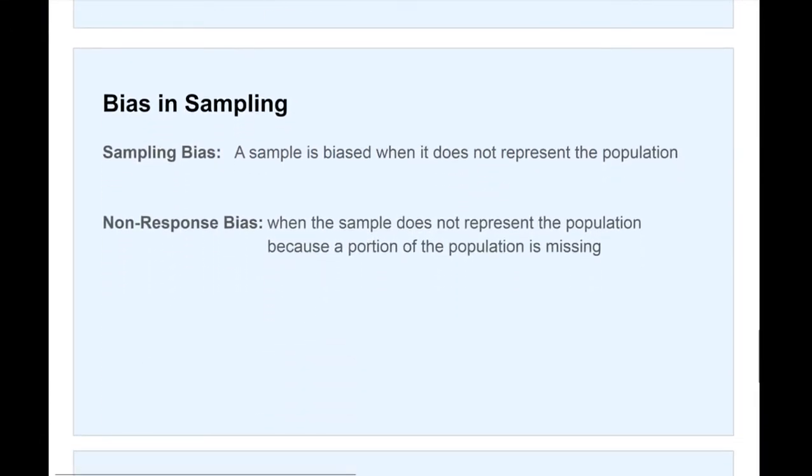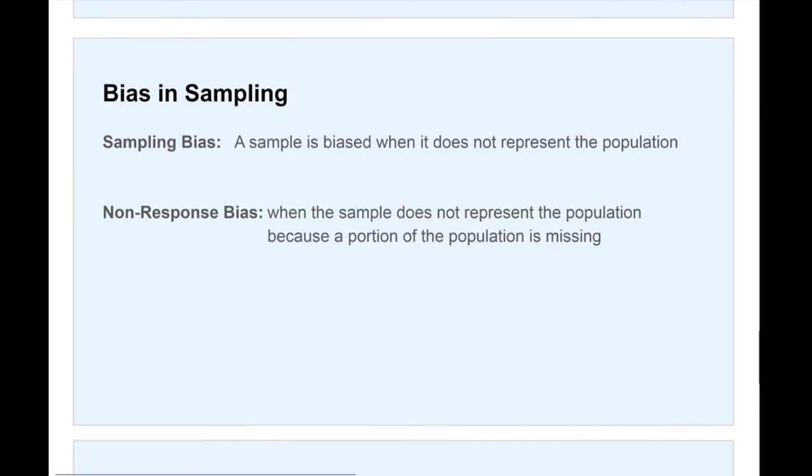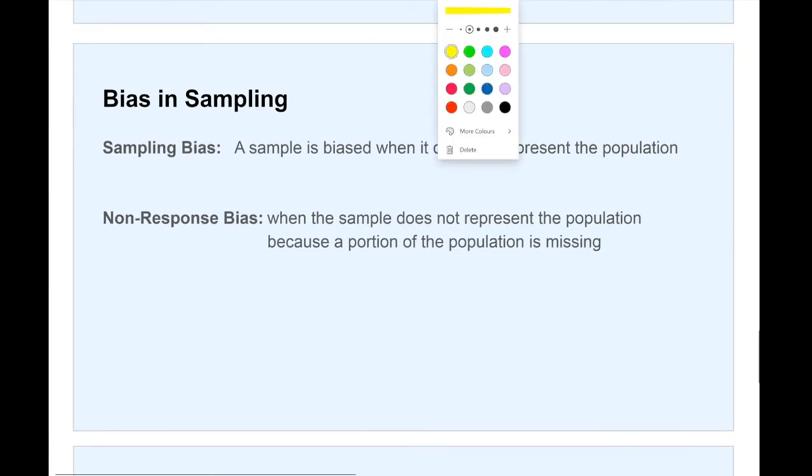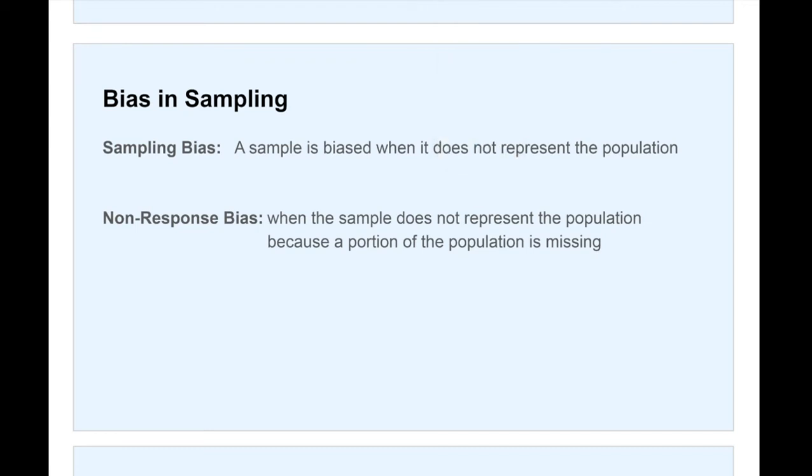There is some bias in sampling depending on which method you choose. And again, we've talked about these before. In sampling bias, a sample is biased when it does not represent the population. So again, depending on what we're looking at, if our sample does not represent the population, there is sampling bias there. Because there's some bias in the methods of which we sampled that doesn't accurately represent the population.